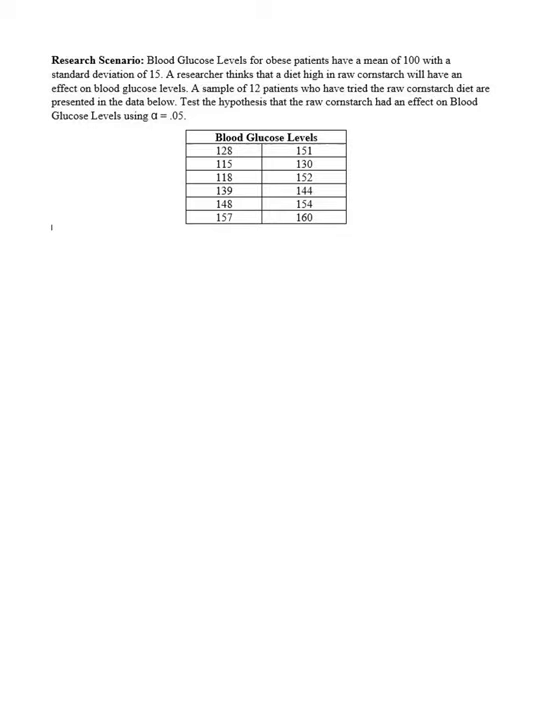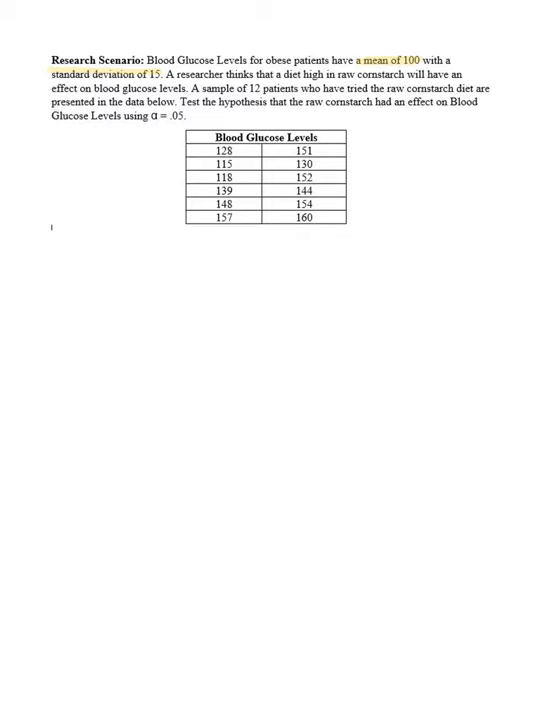So first and foremost, this is a one sample z-test because we're provided population information, even though it doesn't necessarily say population information. It says blood glucose levels for obese patients. So in my mind, it's suggesting that this is all obese patients because it doesn't say a sample of obese patients. So they have a mean of 100 and a standard deviation of 15. So those are our population parameters.